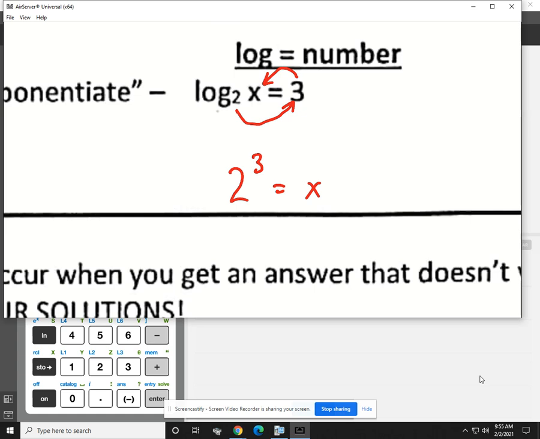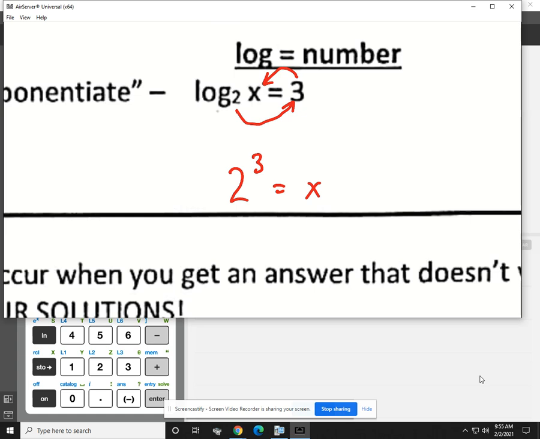You either drop off the logs, if they have logs on both sides, or if it's log equals a number, you exponentiate. That's it. Okay? These are not overly complicated methods of solving.